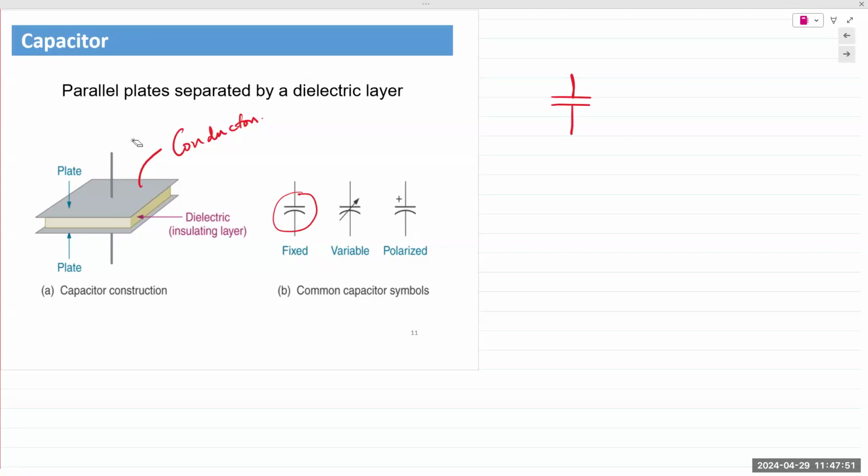Sometimes it may have an arrow through it. An arrow, by the way, simply means that the component has a value that is variable. And this arrow applies to all three components, whether it's a resistor, inductor, or capacitor. Again, if it has an arrow through the symbol, the arrow simply means that the value is variable. It can be changed.